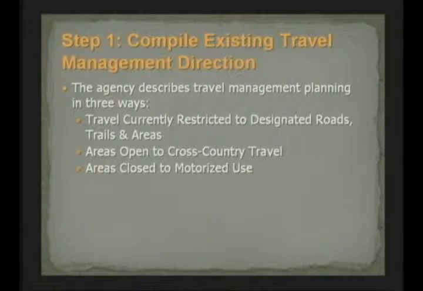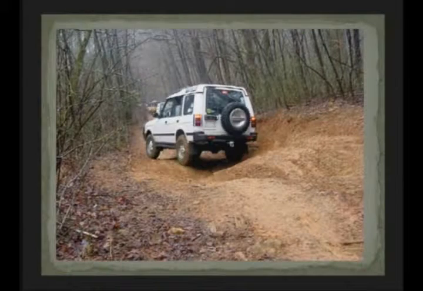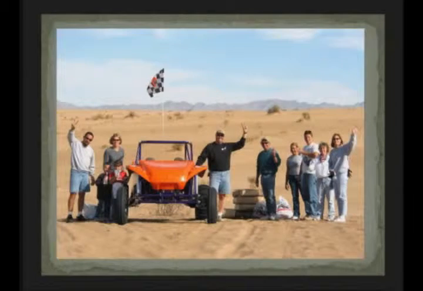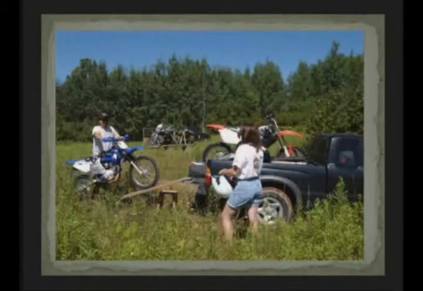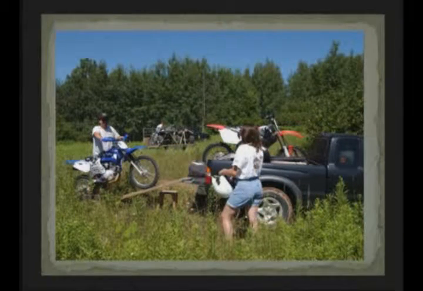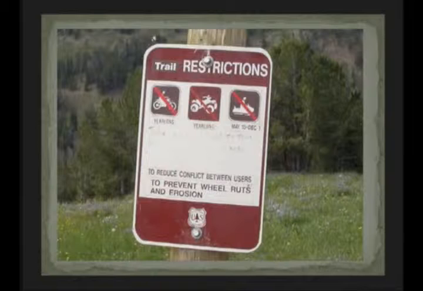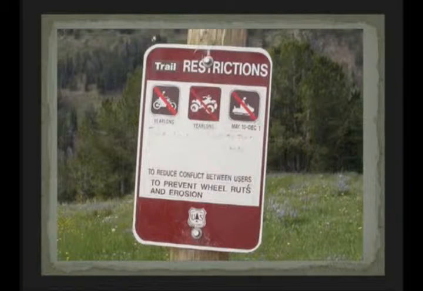In Step 1, the agency describes travel management planning in 3 ways. First, travel may be restricted to designated roads, trails, and areas. Second, areas may be open to cross-country travel. Or third, areas are closed to motorized use.